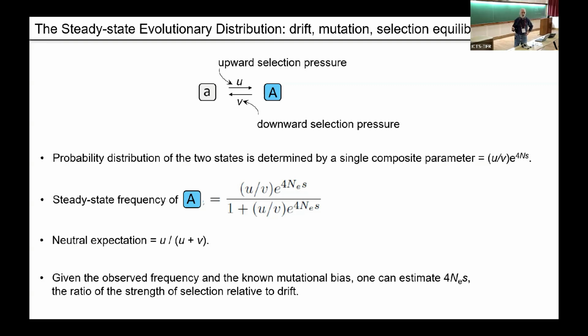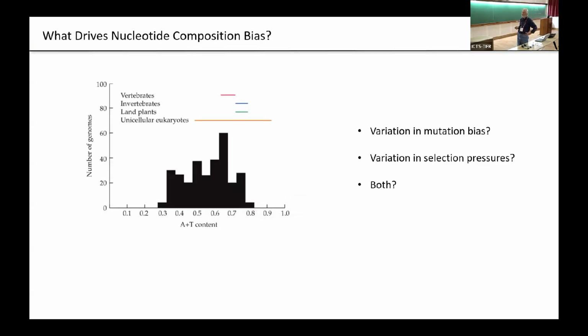Now, you can use this formula in an interesting way. Suppose you're looking at some trait and you know the frequency of big A out there, and you happen to know the mutation rates. And you can solve for NeS. That's the only unknown in the equation. And for certain traits, we know what that is. And one of those traits is nucleotide composition in genomes. This is one of the big puzzles in molecular evolution.